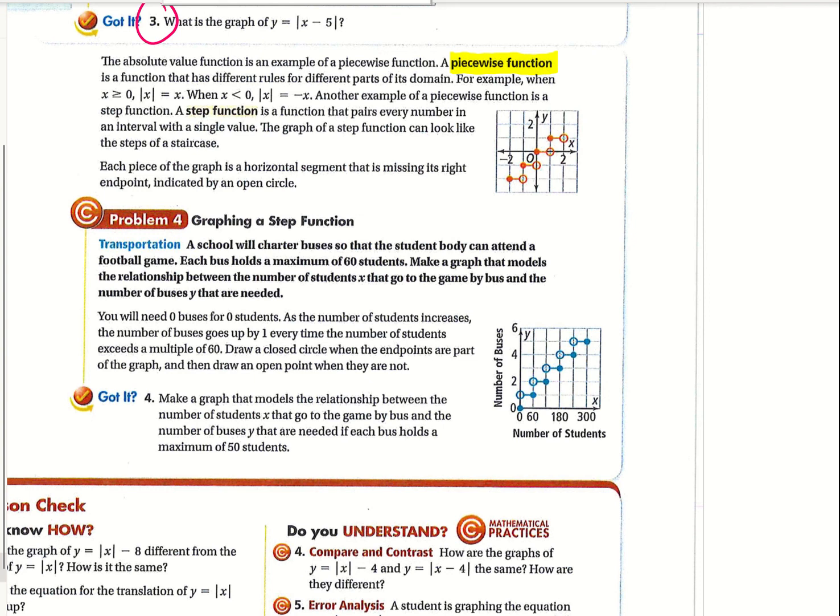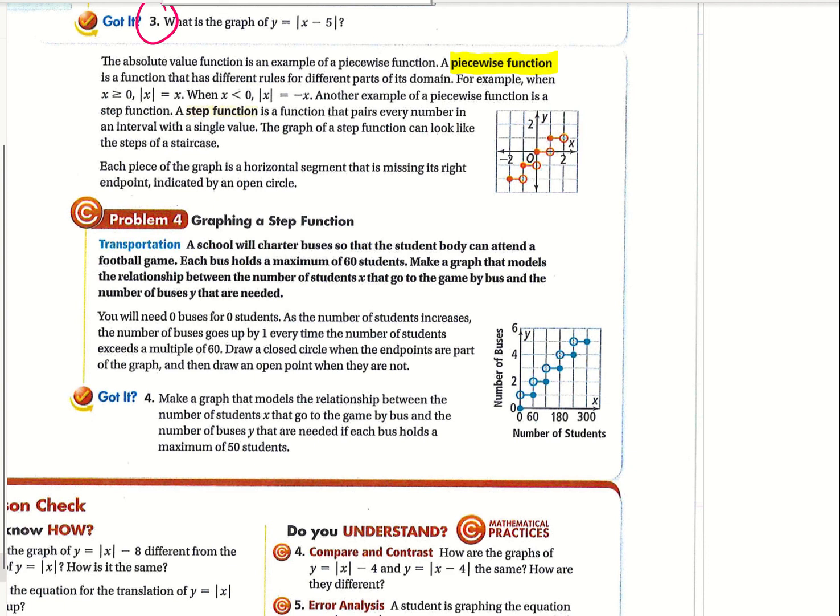So for example, when x is greater than or equal to 0, the absolute value of x is going to be equal to x. However, when x is less than 0, the absolute value of x is going to be equal to negative x. Okay, so you can see there, the split point there is 0. And you've got two different rules for positive numbers versus negative numbers. All right.